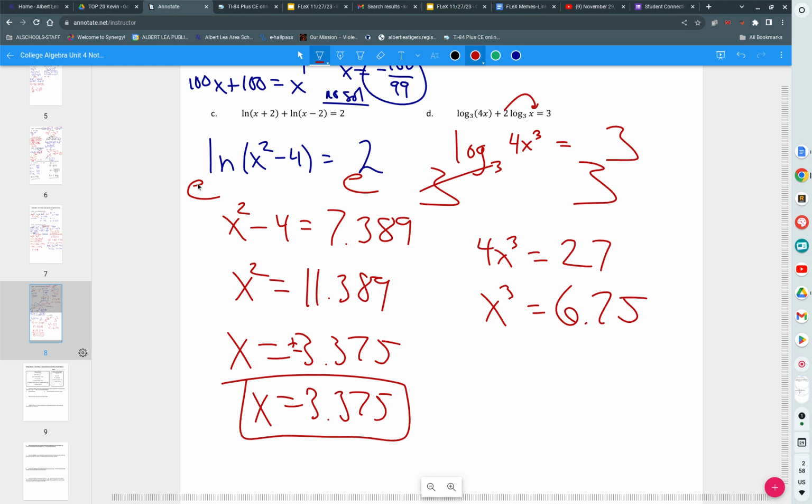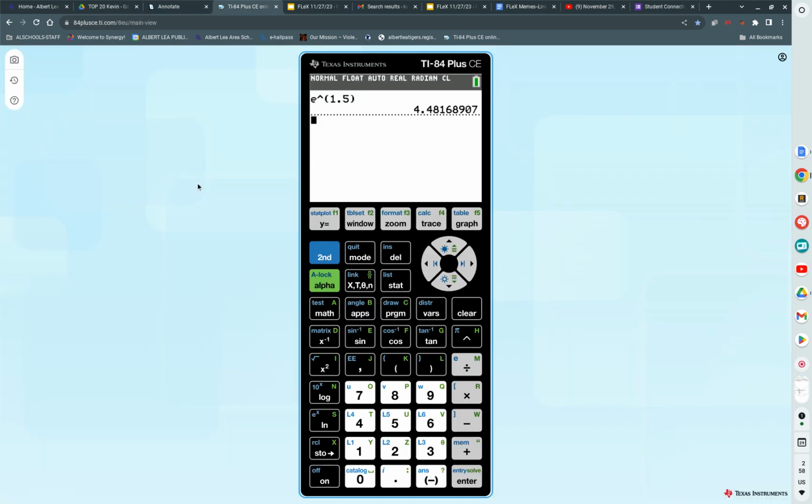A lot of people wonder how to take the cube root on your calculator. You got 2 options. My favorite way is to do 6.75 and raise it to the 1/3 power. So cube root is the same as the 1/3 power. Okay? Oh, this thing is really frustrating sometimes. And I press enter and I get 1.889. The other way to access cube root is to go to math and select cube root number 4. So the cube root of 6.75 again is 1.889. You are ready to finish this off.